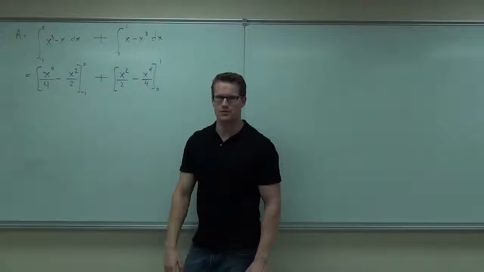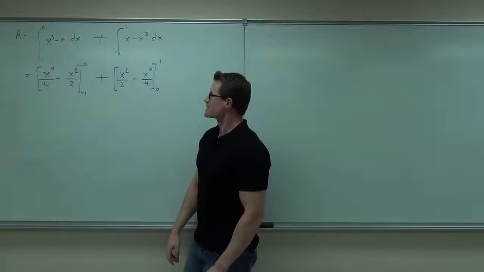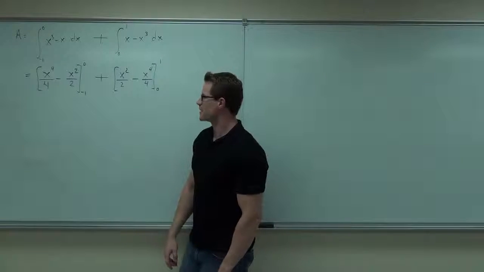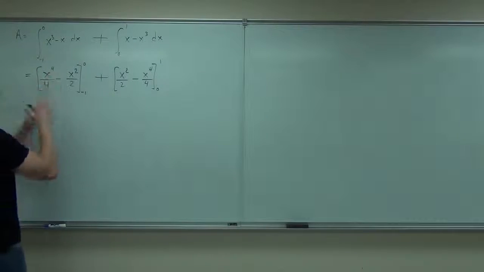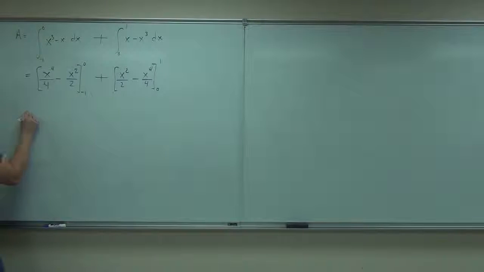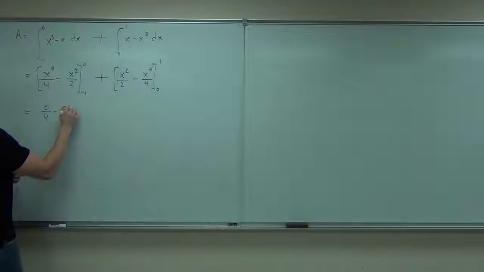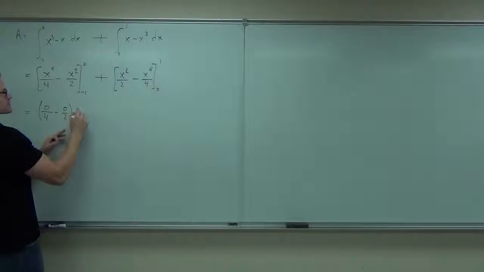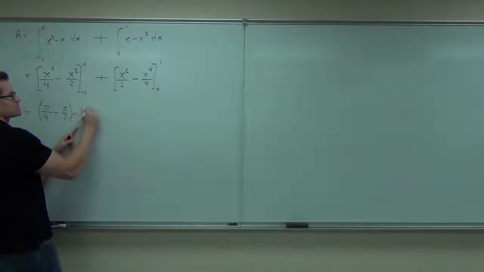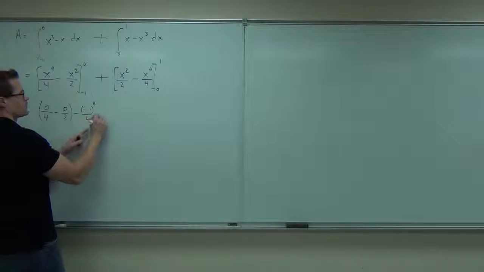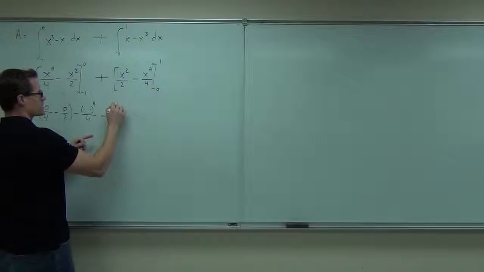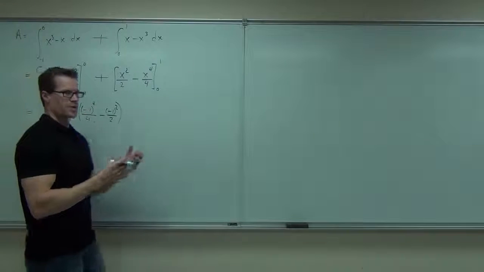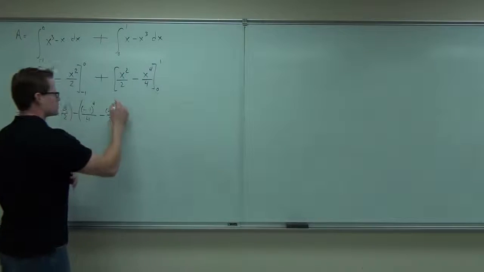Feel all right with that so far? Okay. So let's go ahead and accomplish this one and plug in all of these numbers. 0 over 4 minus 0 over 2, minus -1 to the 4th over 4 minus -1 squared over 2, and make sure you have that in parentheses. It's important to have that because that sign's going to change.